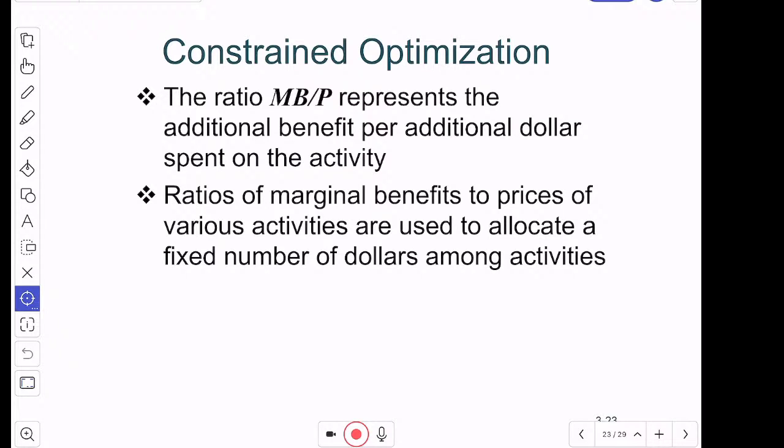For constraint optimization, it turns out that the marginal benefit per price of that activity now represents the additional benefit per additional dollar spent on the activity. This is what we're going to focus on now. So it's constrained by its price. It's like benefit over cost. Benefit over its cost. So we're turning it into a per dollar cost figure.